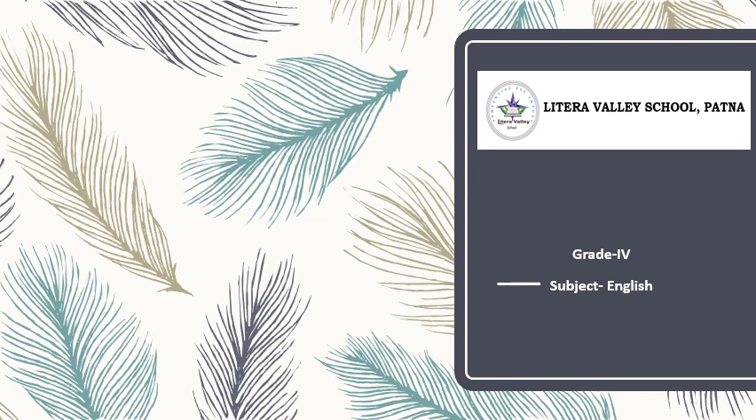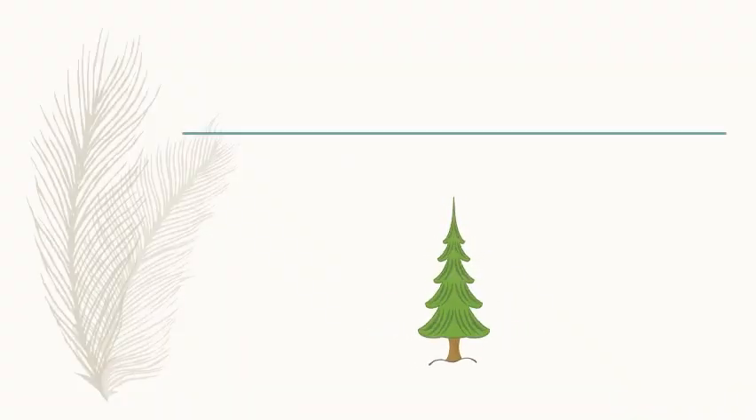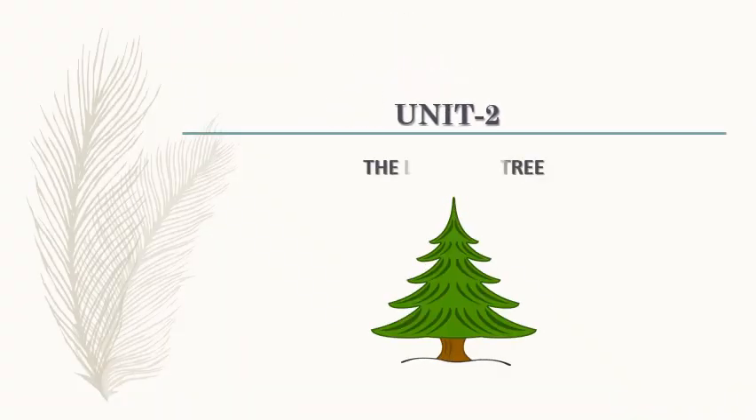And in today's discussion, we will be integrating Unit 2 from our Marigold book, that is The Little Fir Tree. Let's remember what we have learned in our previous class with the help of this mind map.